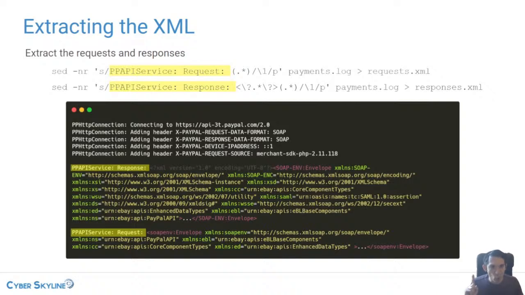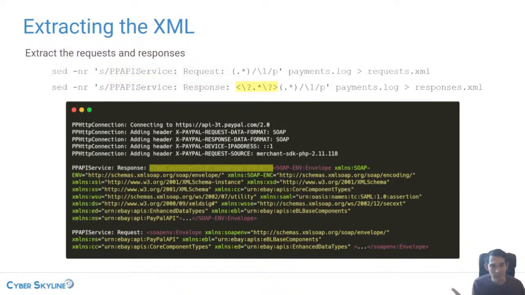We want to be matching only lines, right? The highlighted, just those lines that contain at the beginning the PP API response or the PP API request. And then we want to ignore all those other lines, right? So the ones that just say PP HTTP connection, we skip those lines. We don't want those. We just want the responses and the requests.